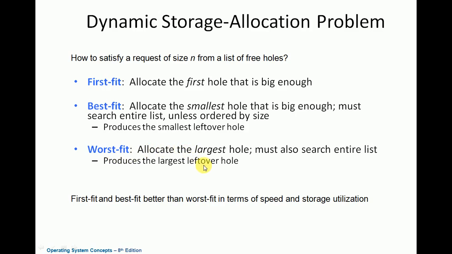Here we allocate the largest hole. Again we scan through the list and the largest hole will be allocated to the new process, but it produces the largest leftover hole. So among these three, which strategies are good? Best fit and first fit are better than worst fit in terms of speed and storage utilization. First fit and best fit provide better storage utilization as compared to worst fit. Worst fit may lead to wastage of memory, so it is not preferred.